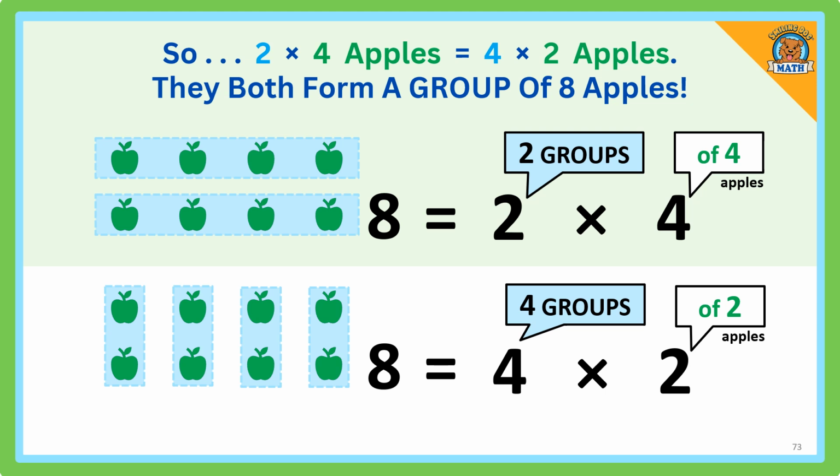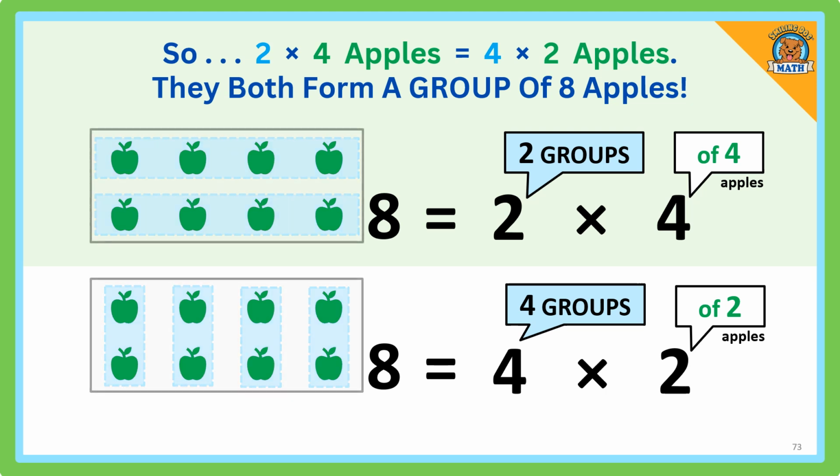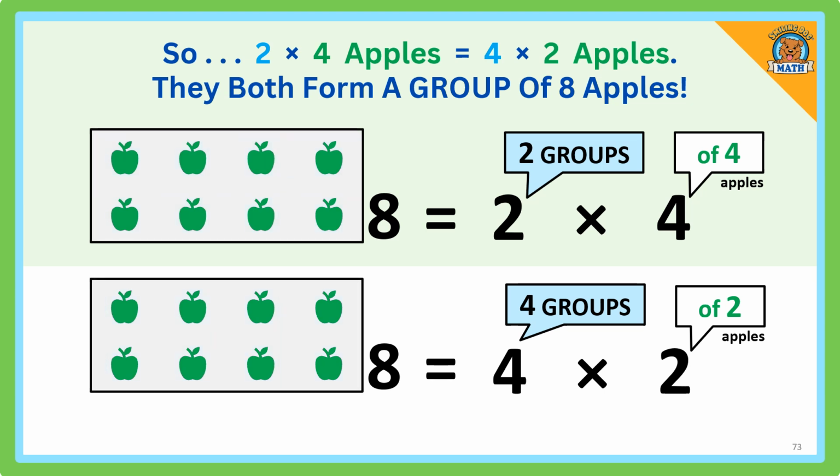So 2 times 4 apples equals 4 times 2 apples, or 2 groups with 4 apples in each group has the same number of total apples as 4 groups with 2 apples in each group. They both form a group of 8 apples.